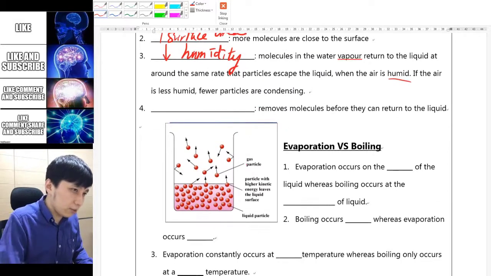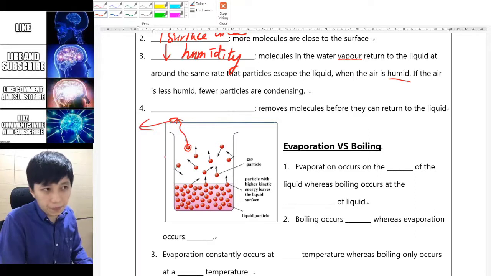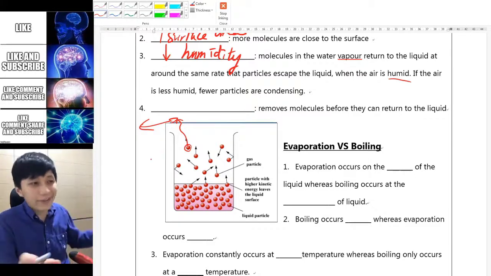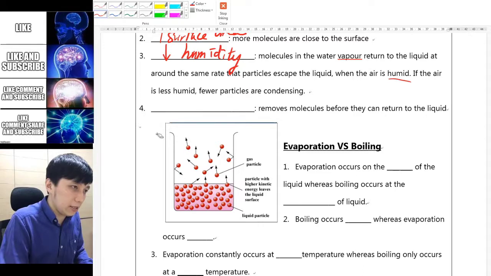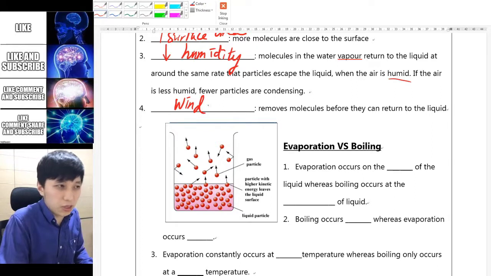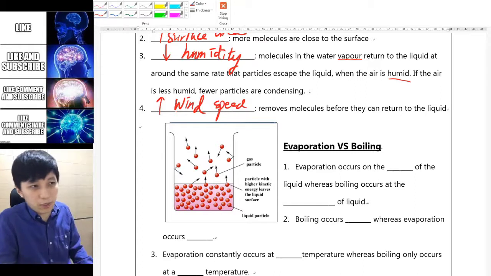Number 4 is to remove the molecules before they can return to liquid. So you have to imagine that the particle may go up. Okay, this is a beaker, and if this particle can just be blown away, there's no way that it can get back to the beaker in this case. So what it actually does is the wind. So instead of saying increase the wind, let's be more specific: wind speed. Okay, so increasing wind speed.